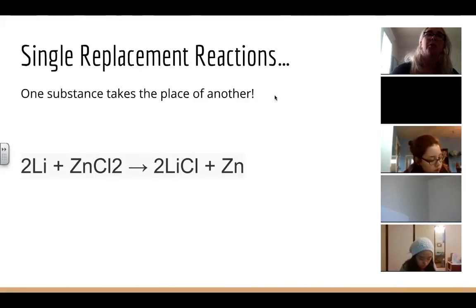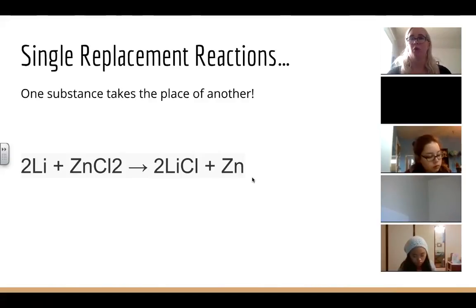So in a single replacement reaction, going off of what we know about double replacement, we're assuming one thing is going to switch places. So in this case, our example here, we have lithium, just the element lithium by itself, interacting with zinc chloride, right? Lithium will take the place of zinc, and we end up getting lithium chloride, and zinc is left by itself, right? That seems pretty simplistic. One thing is switching places with another.